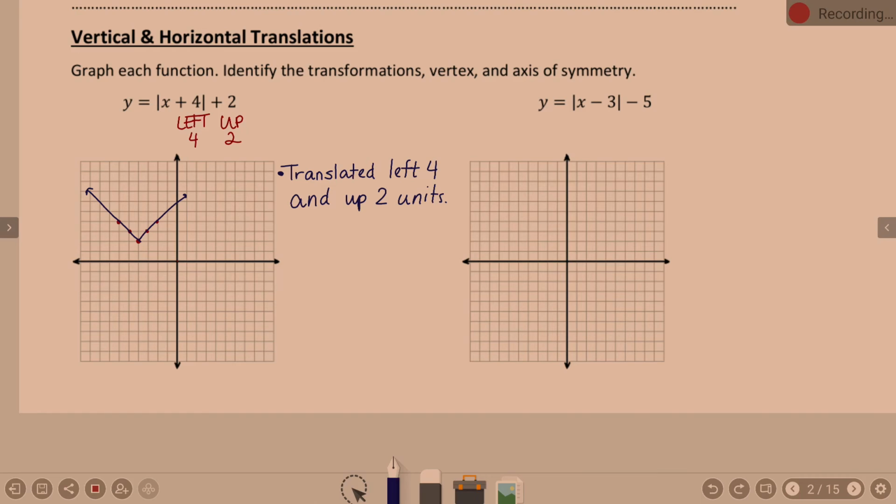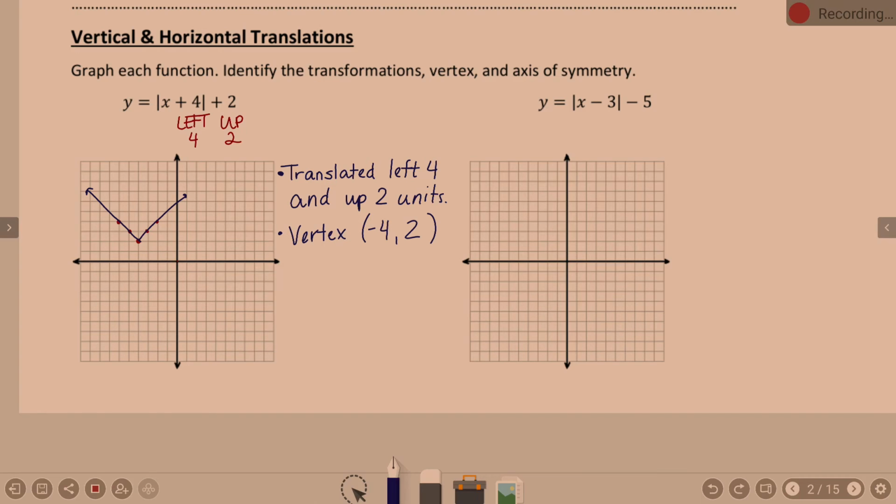Okay? Okay, the vertex. You have to be able to type in the vertex. Thoughts on what my vertex is going to be? Patrick? -4, 2. Okay. We went left 4, up 2. Here's where I want the parentheses for -4, 2. Okay.